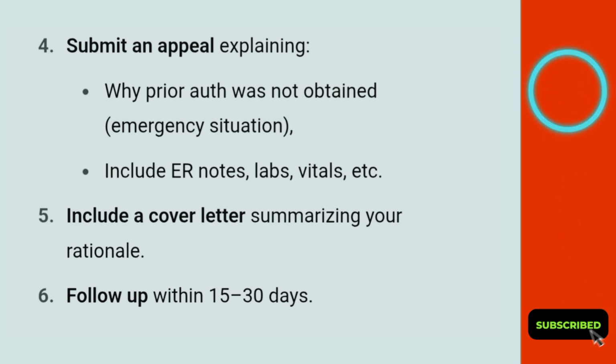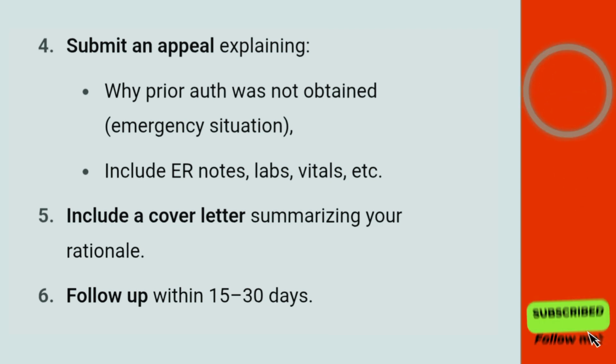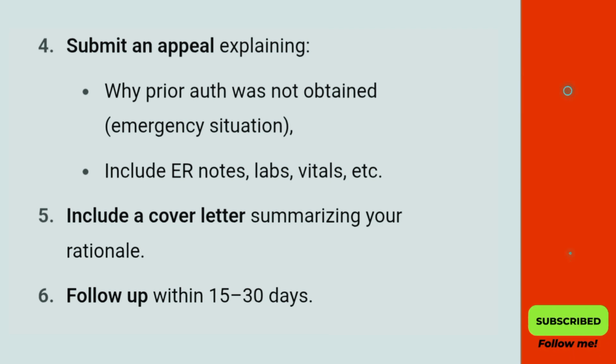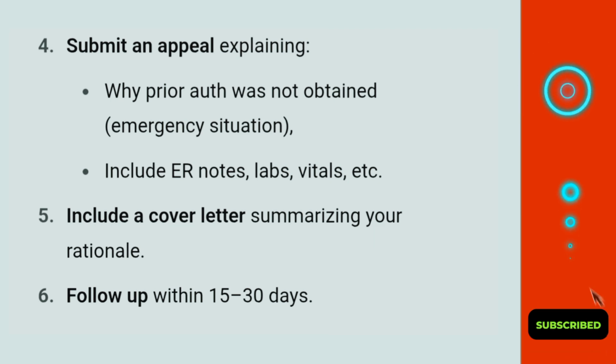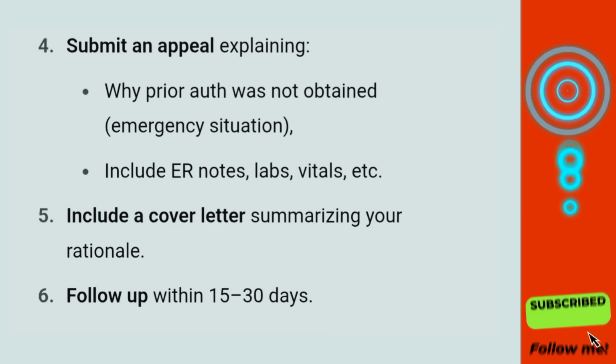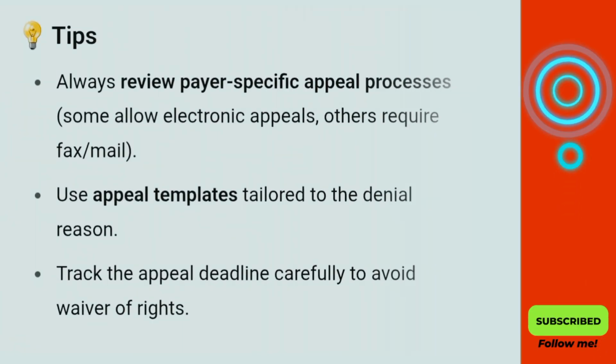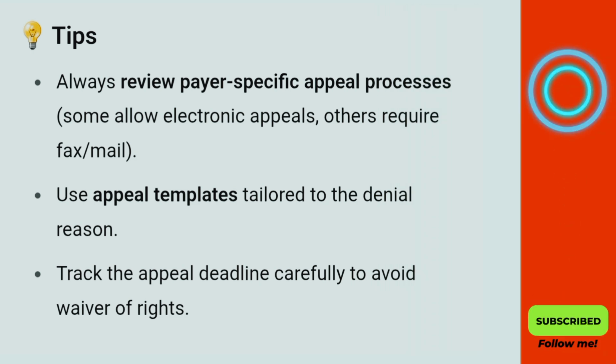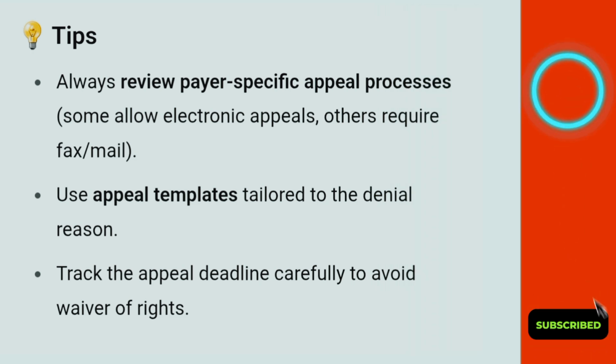include ER notes, labs, vitals, etc. And then you include a cover letter along with this, summarizing your rationale, and follow up in 15 to 30 days after the appeal is filed with the insurance company. You have to check that the appeal was filed or not, and also summarize each and everything on that. The tips that we can follow to avoid such denials, and to file an appeal while sending it to the insurance company.